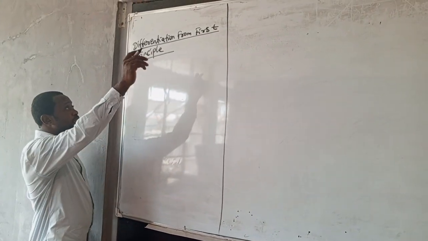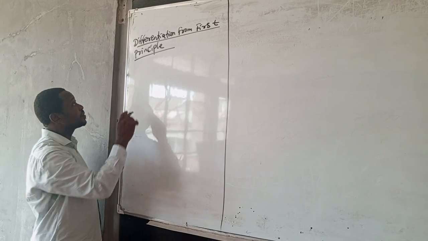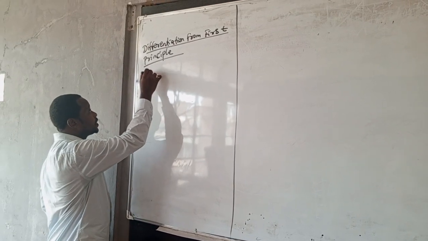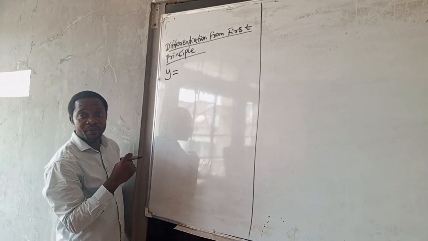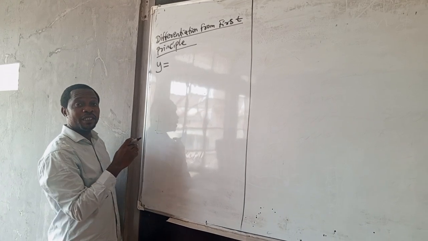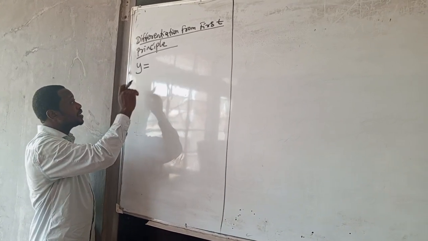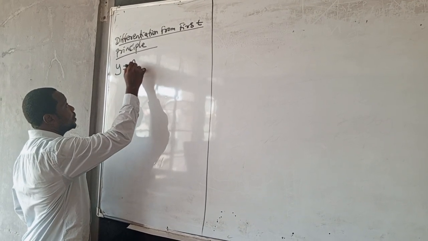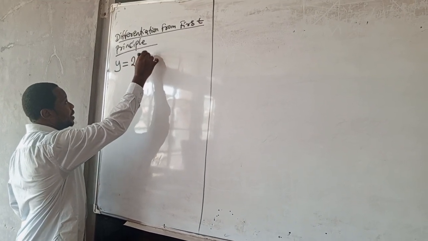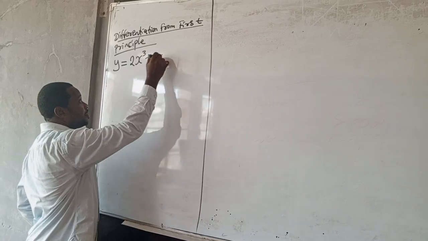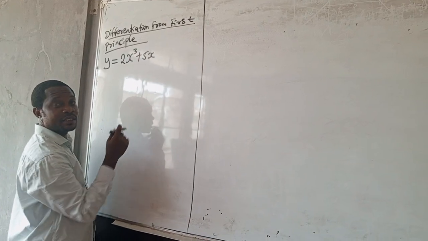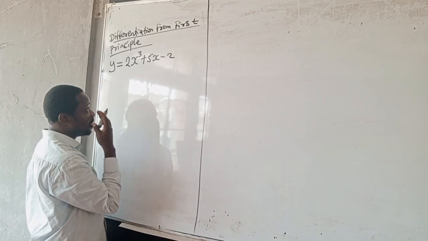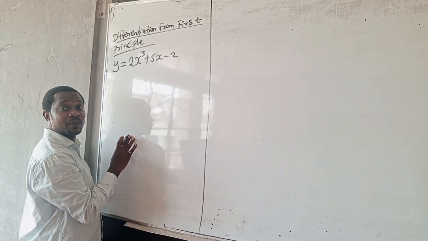So we have differentiation from first principle. If you are asked to differentiate from first principle, differentiation means to get dy over dx. And you are given y equals, for example, 2s raised to power 3 plus 5s minus 2, and you are asked to differentiate from first principle.